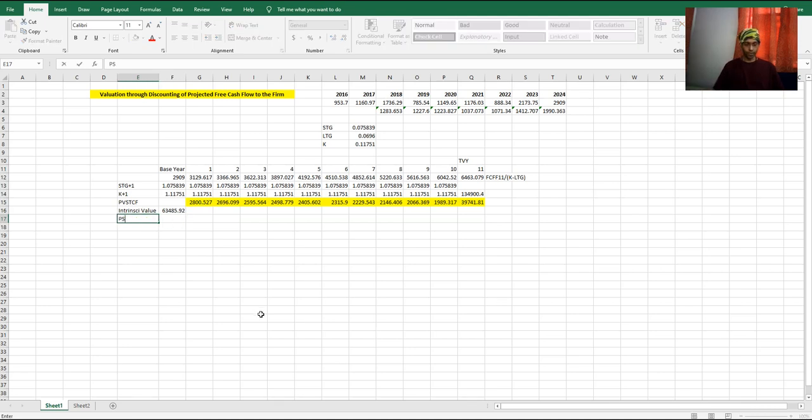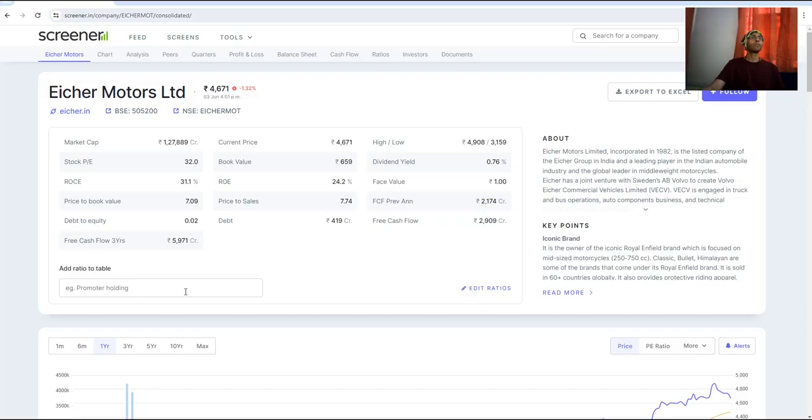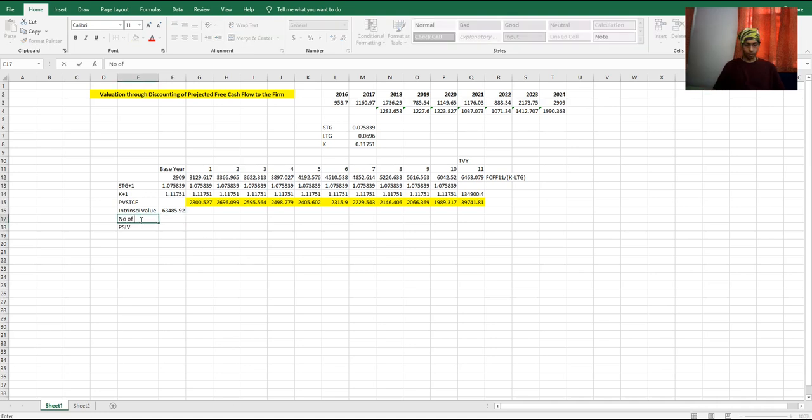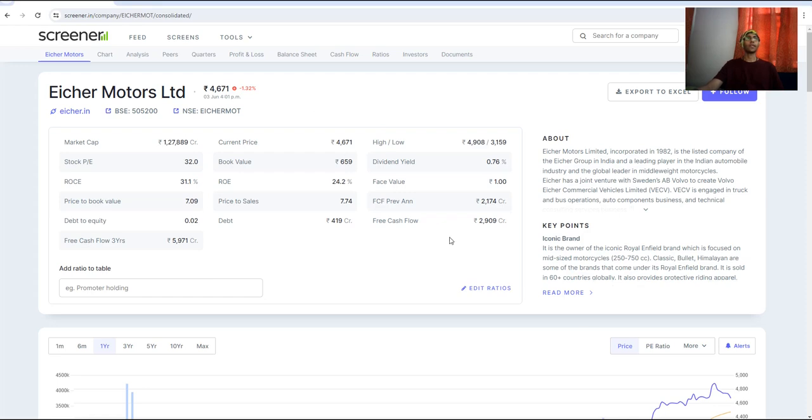So per share intrinsic value comes to be intrinsic value divided by number of shares. How do we find the number of shares? Number of shares is basically market cap divided by price per stock. So we can easily find it. Number of shares is equal to 127889 divided by the price per stock, 4671.